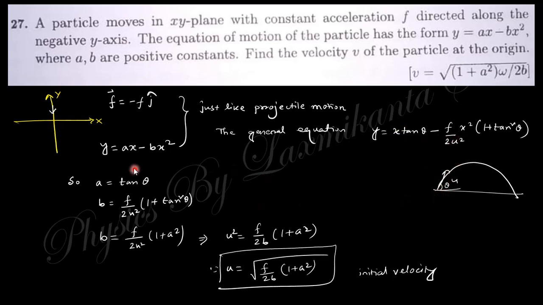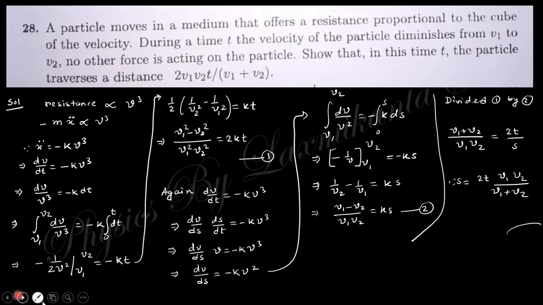So if you compare these two things, you can easily find out that tan theta equals a and b equals f by 2 u square (1 plus tan square theta). Put the value of tan theta equals a, you will get that one, and u equals to write that, and u is nothing but the velocity at the origin, the initial velocity. So clear. Next question.